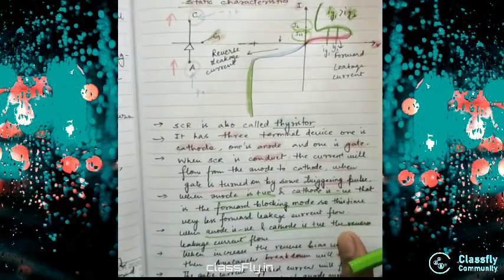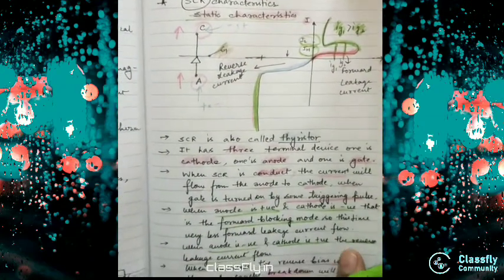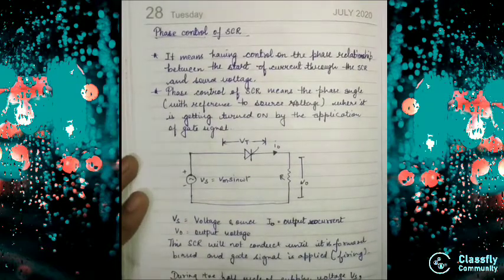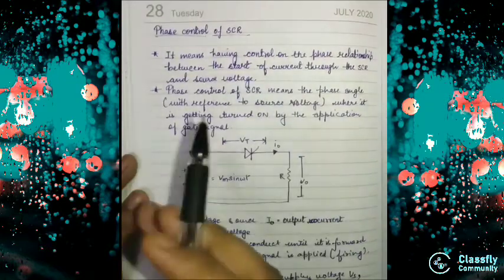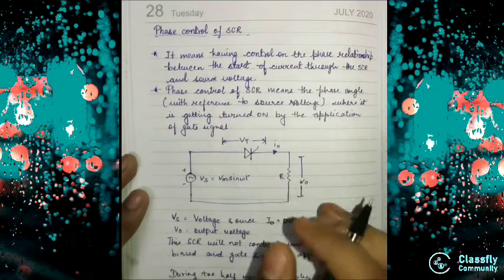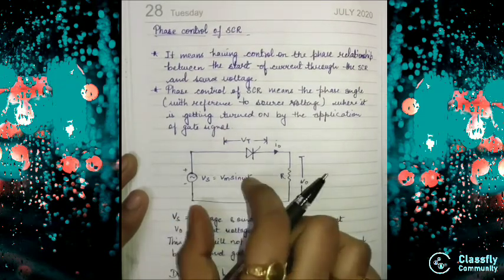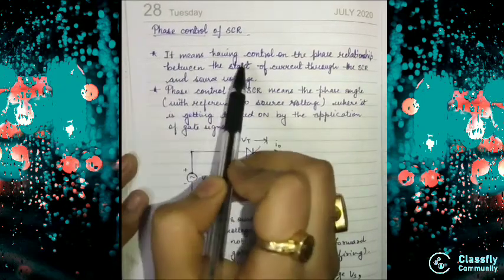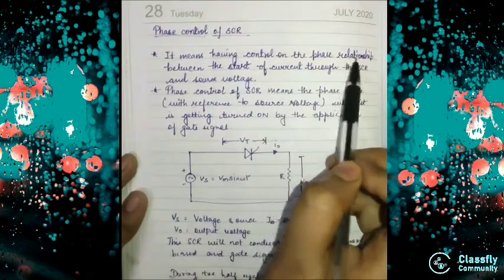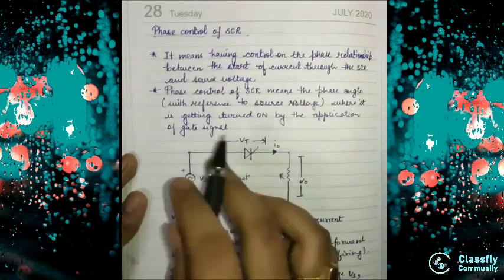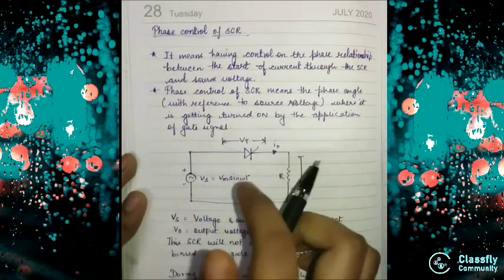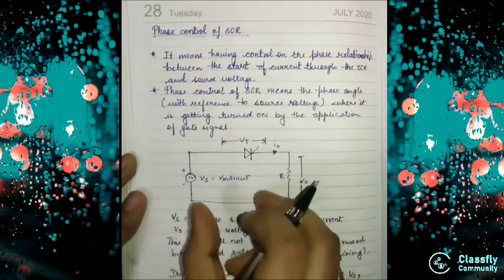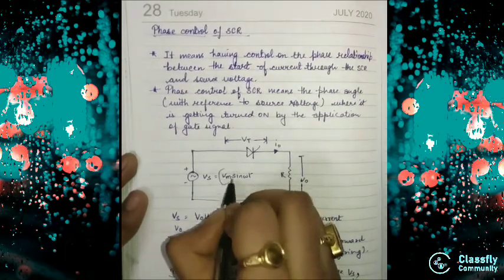And now let's move on to our phase control of SCR. Okay, so see, basically this phase control of SCR means the relationship between the source voltage and the starting of the current. So we can say it means having control on the phase relationship between the starting of the current and the source voltage, because as we are supplying AC, that's why it is Vm sin omega t, and Vm is your maximum voltage.